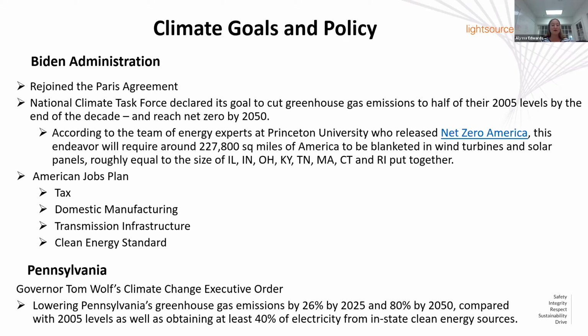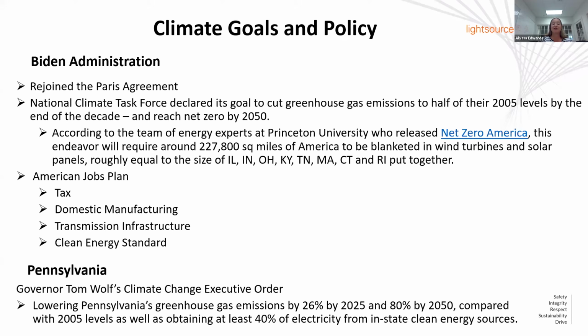As you can expect, a lot of experts and universities have really thought through what it will take to meet those goals in the US. There are a lot of resources on this, but one I pulled out here: a bunch of energy experts at Princeton released a report called Net Zero America. Through their modeling, they say that such an endeavor will require about 227,000 square miles of America to be blanketed in wind and solar.